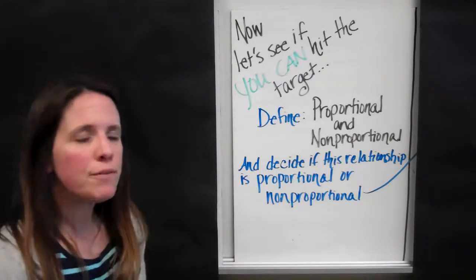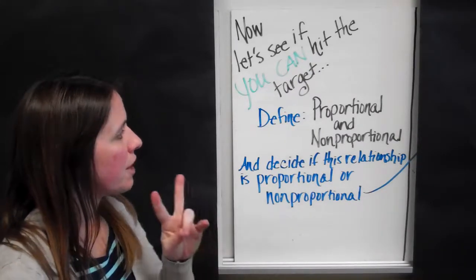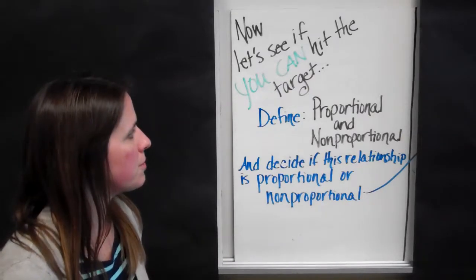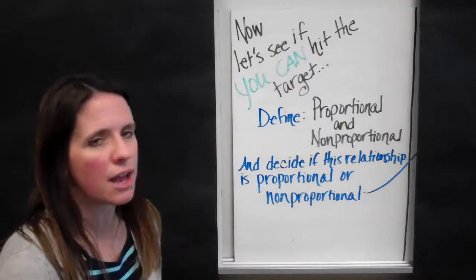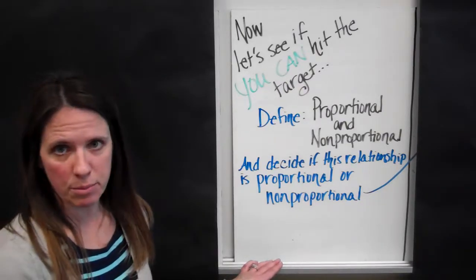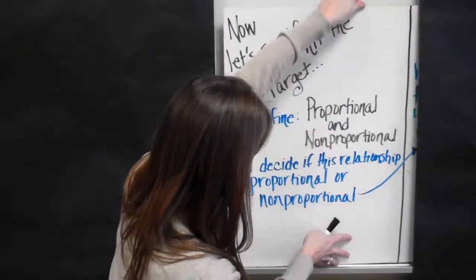You've seen an example of each kind, so now we're going to see if you can hit the target. And you've got 2 things to look at. First, can you define these new terms that were talked about today, proportional versus non-proportional? And then can you decide if a relationship is proportional or not proportional? Here's a relationship that we have for you today.